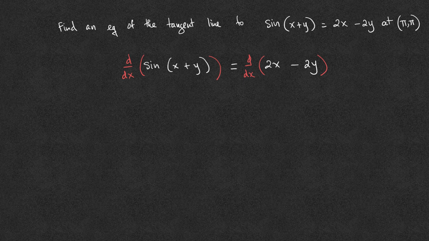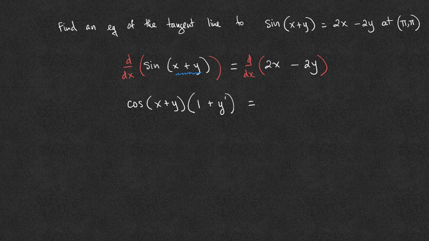On the left-hand side, it is sine of an expression, so we will use the chain rule, but the outside function is sine. The derivative of sine is cosine. We rewrite the inner function, and then we multiply by the derivative of the inner function. The inner function is x + y, whose derivative with respect to x is 1. The derivative of x with respect to x is 1, but the derivative of y with respect to x is y prime.